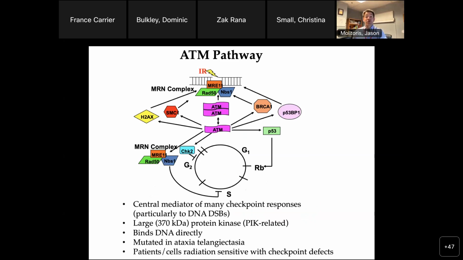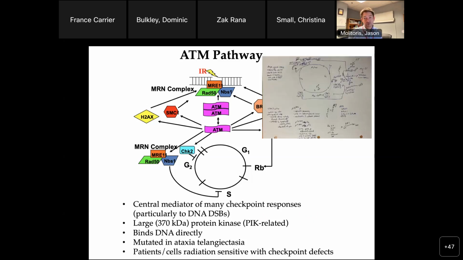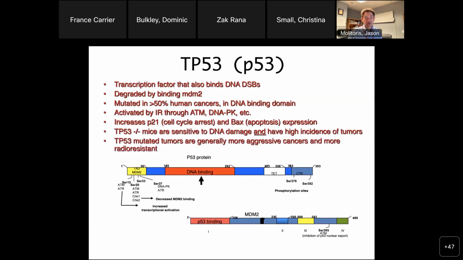The ATM pathway is obviously critical to early signaling within radiation-induced damage. That's outlined here. ATM is important in radiation due to sensitivity for radiation in ATM phenotypes. ATM phosphorylates a number of proteins involved in cell cycle, and cells from these individuals have radiation hypersensitivity.